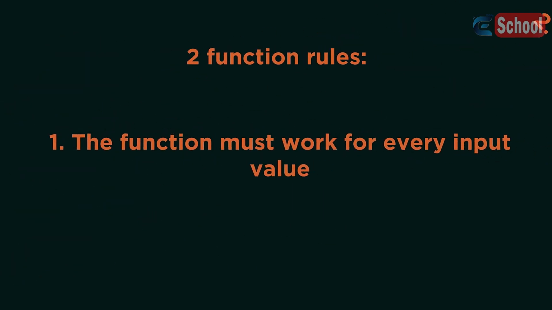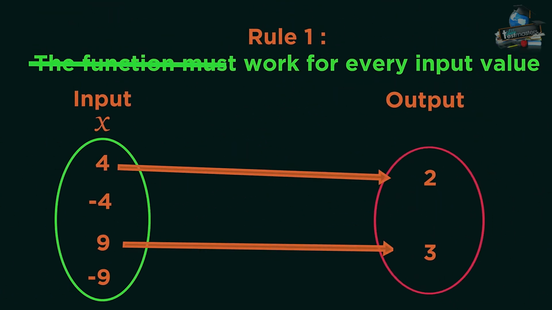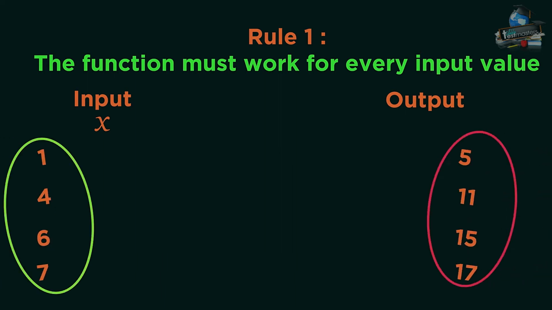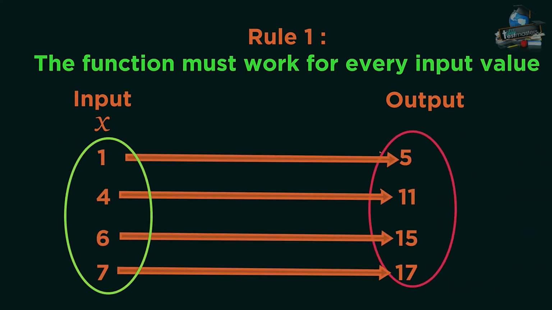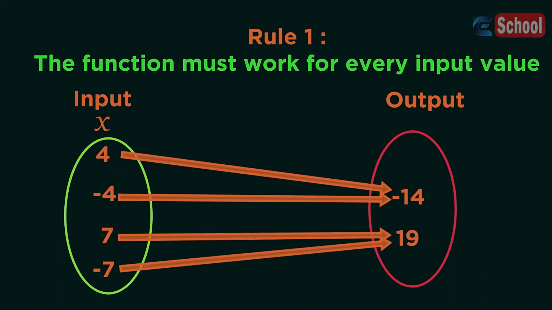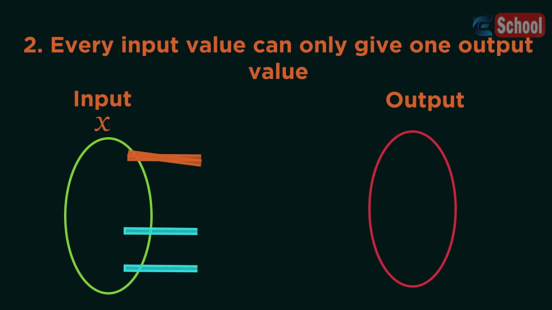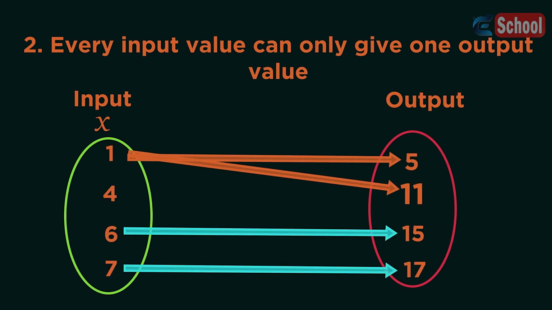There are two special rules which determine whether something is a function or not. The function must work for every input value, and every input value can only give one output value. This is not a function because when we input negative 4 and negative 9, we don't get an output. This would be a function because every input of x has an output. This is also a function because inputs can share outputs. But this would not be a function because an input of 1 can't have multiple outputs.